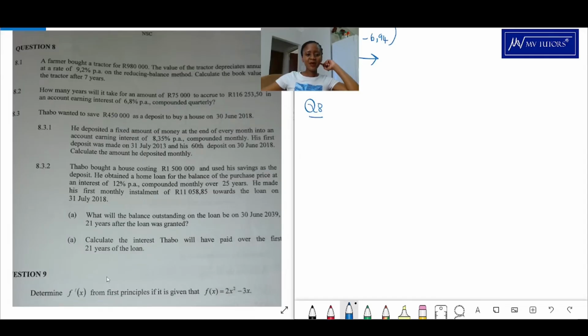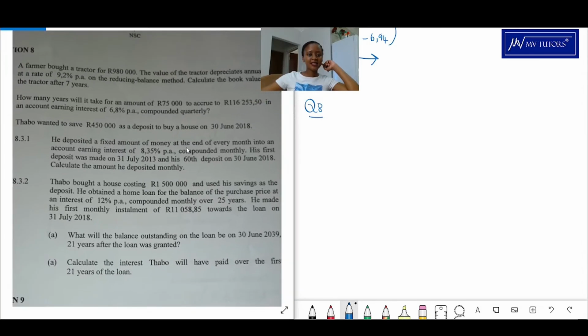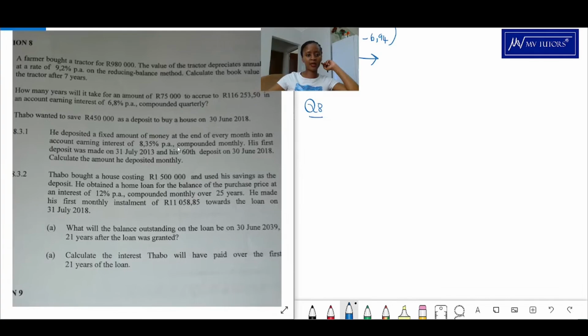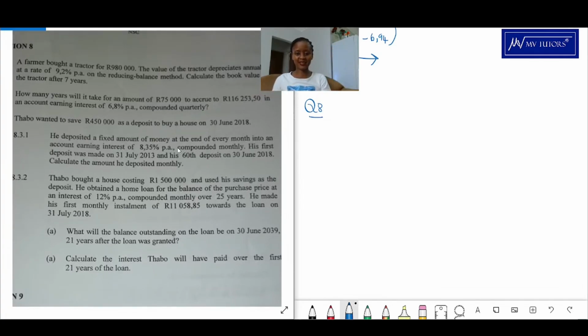So, question 8. This is financial maths. It says, a farmer bought a tractor for 980,000. The value of the tractor depreciates annually at a rate of 9.2% per annum on the reducing balance method. Calculate the book value of the tractor after 7 years. Okay, this is 8.1. So let us get to it.